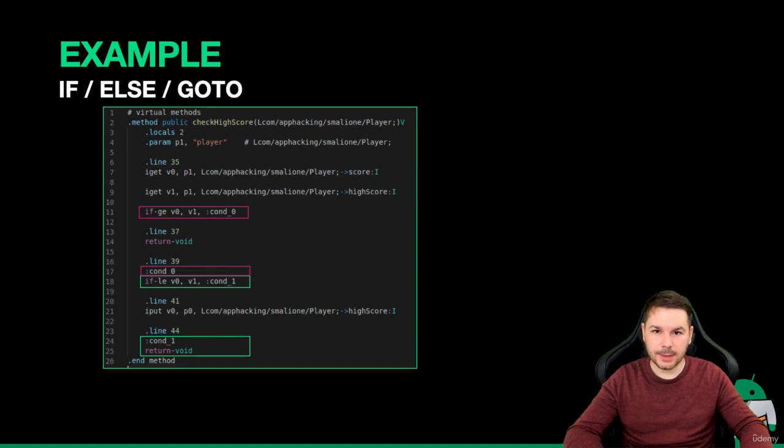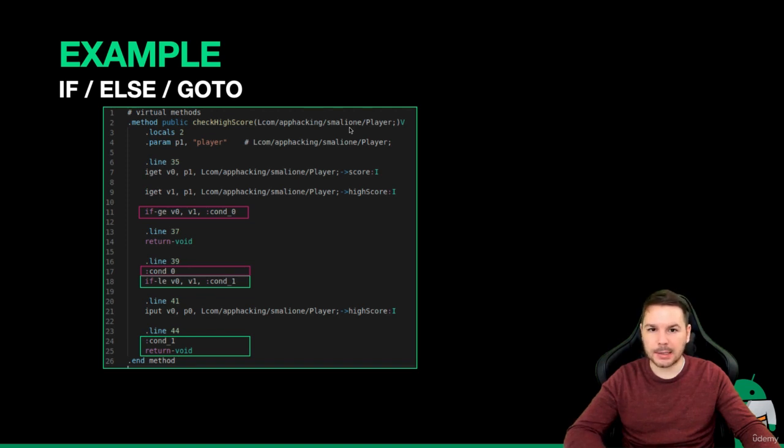Okay, let's have a look into this. By the way, I already marked those if conditions over there to make it a little bit easier to follow afterwards. Alright, so we've got our method, check high score. We've got a parameter, this capital L, which means we've got a class reference, and the class reference is Player. But this time it's from Smiley1, but do not get distracted by this.